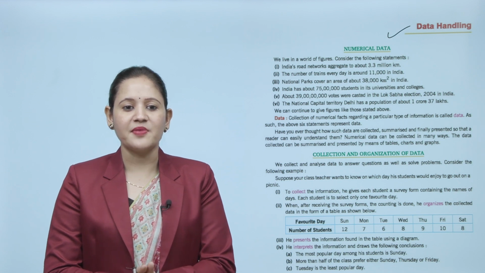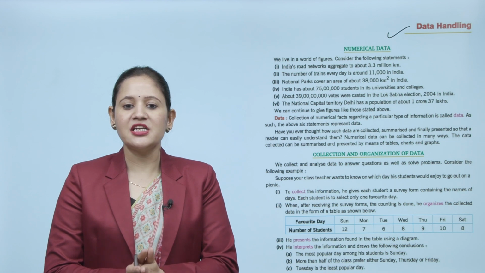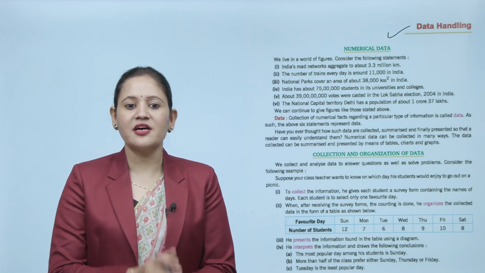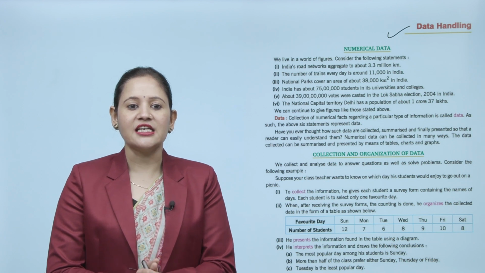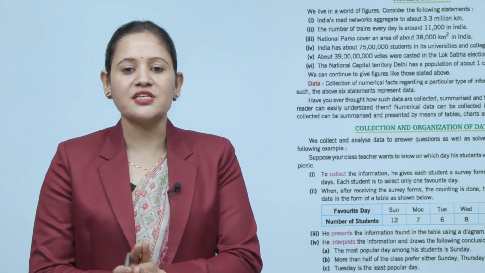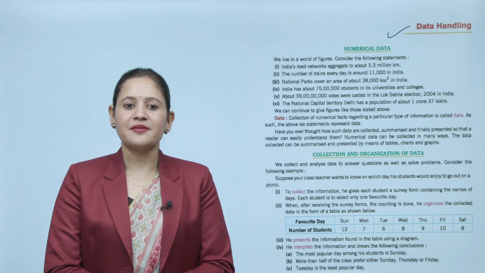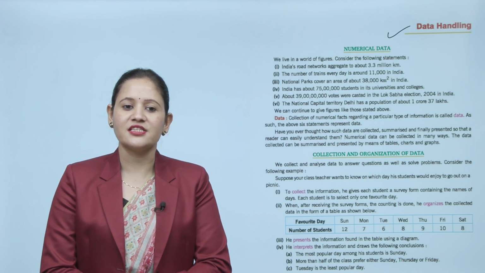Consider the following statements. India's road network aggregates to about 3.3 million kilometers. The number of trains every day is around 11,000 in India. National parks cover an area of about 38,000 square kilometers in India. India has about 75 lakh students in its universities and colleges.